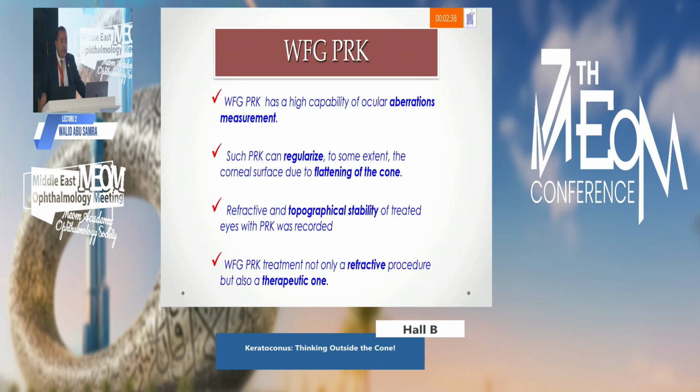So wavefront-guided PRK in such a case has a high capability of aberration measurement, and can regularize the cornea with flattening of the cone. It is not only refractive, but it gives stability of the topography. And wavefront treatment as a refractive procedure also has a therapeutic effect.